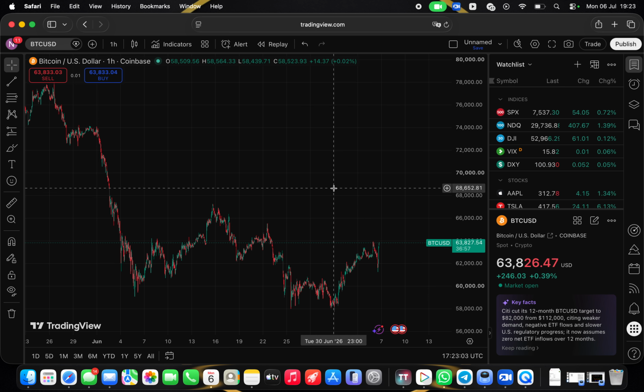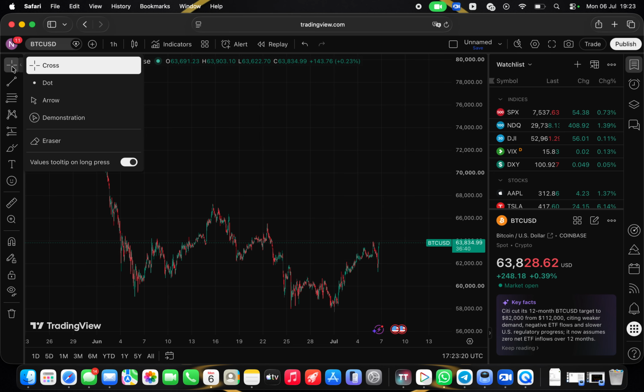Now this is where all the magic starts. Now it's time to be practical. Okay, I'm gonna start with something. I usually use trend lines when I am trading. Since I use trend lines, I want to find where trend lines are. On top here, this is where it's your cross, your dot, your arrow, your demonstration, your eraser. I don't usually touch that place because it's useless for me. You must be practical. Choose the things that work for you.